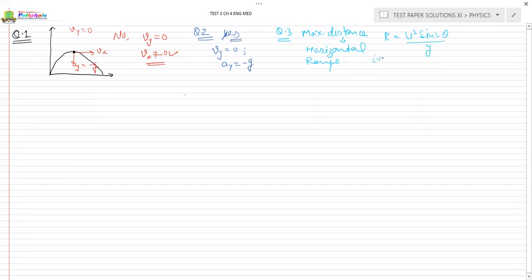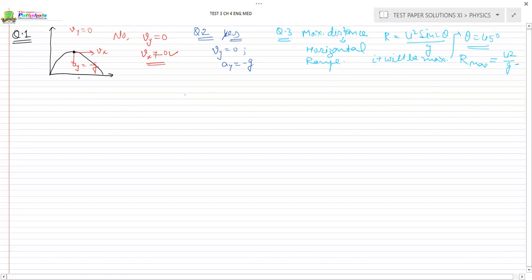So it will be maximum when theta is equal to 45 degree. Right? When theta is equal to 45 degree, in that case R will be maximum and it is equal to U square upon G. Okay, this is question number 3. Then the question number 4.